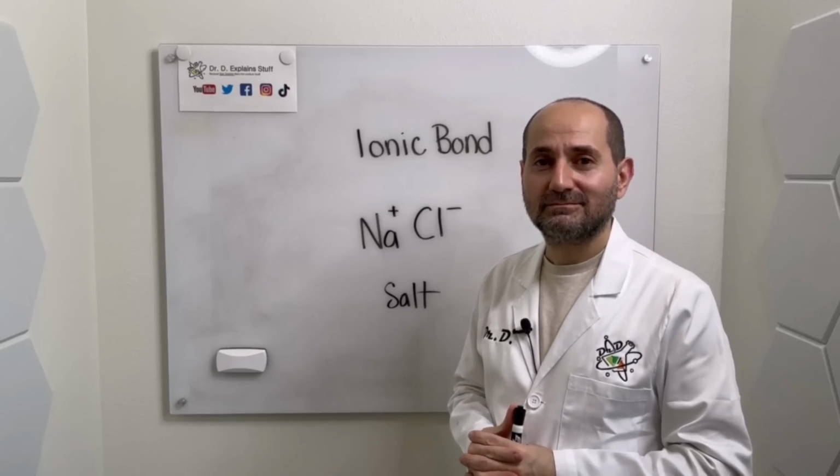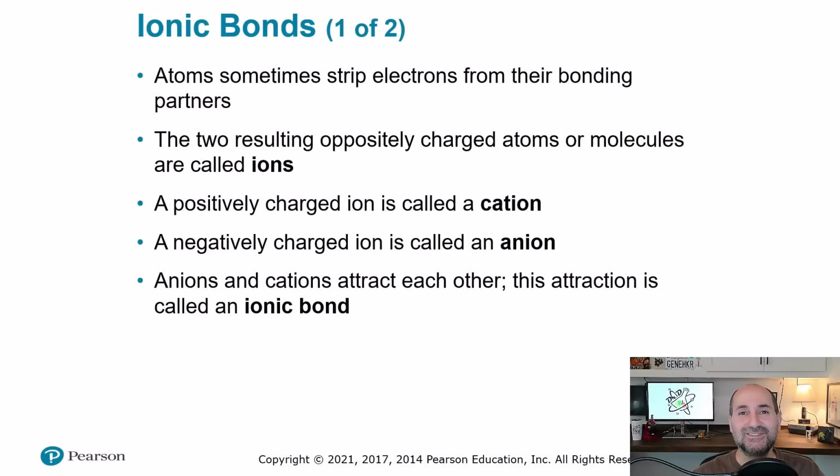they're weak. All right, now to finish off the slides for this chapter and wrap it up. Remember, we talked about ionic bonds where atoms sometimes strip electrons from their bonding partners, kind of like how chlorine stripped an electron from sodium. The two resulting oppositely charged entities are called ions. The positively charged ion is called the cation. The negatively charged ion is called an anion. And anions and cations attract each other, forming an ionic bond, sort of like the compound salt, NaCl, table salt.